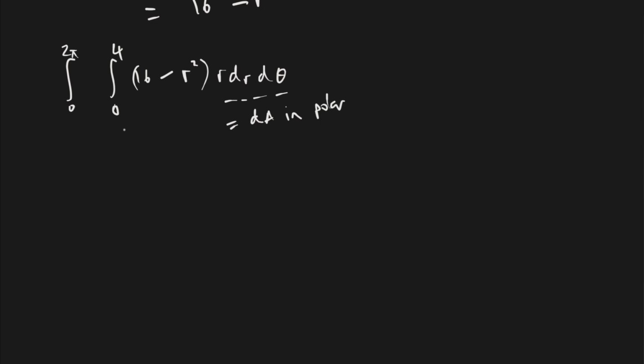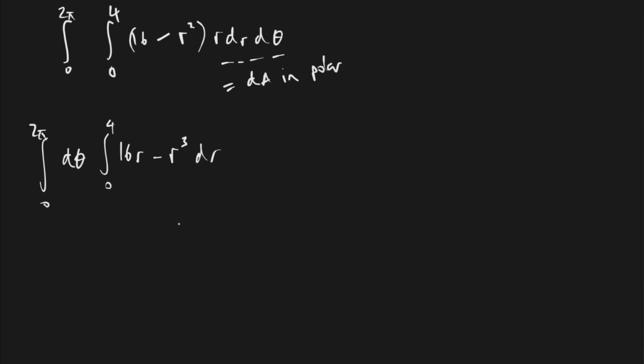So let's first expand out the bracket. So we've got 16r minus r cubed from 0 to 4. Let's also separate this integral. So the d theta is going with this integral here. So we can say it's from 0 to 2 pi of d theta, times the dr integral. What we have there is, we can imagine there's basically a 1 here. So that's just going to be theta. So it's going to be 2 pi.